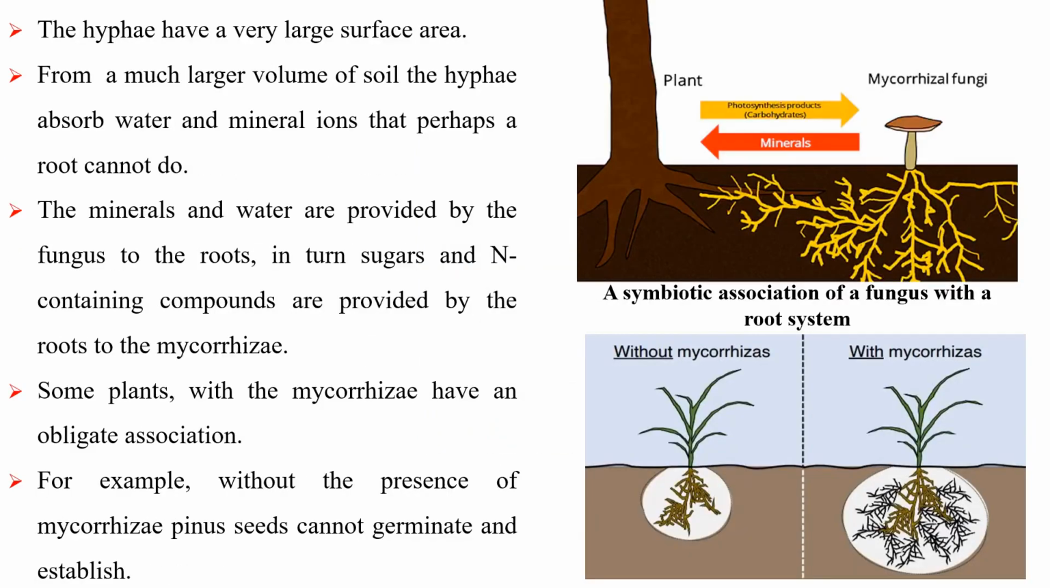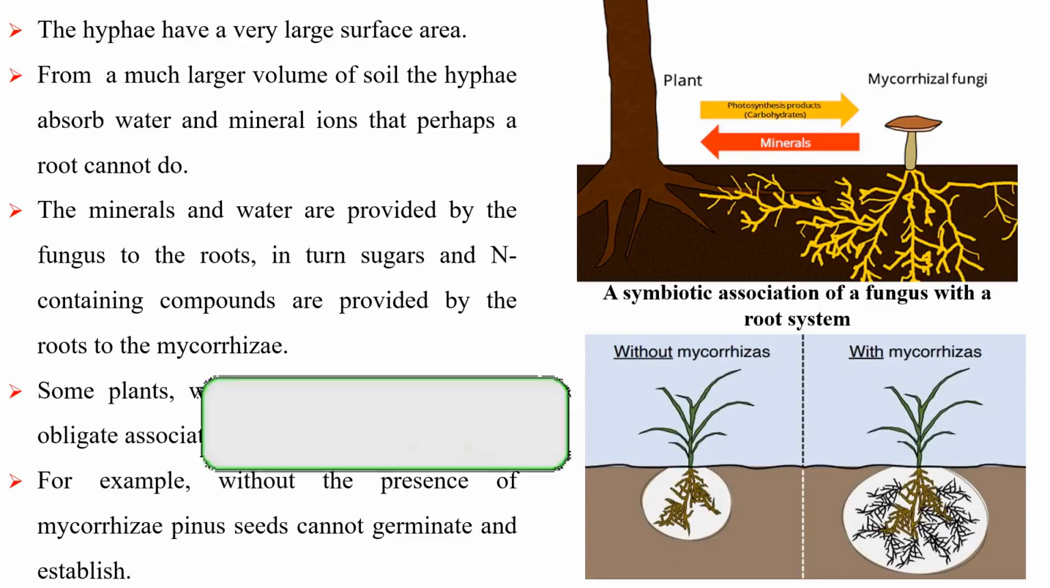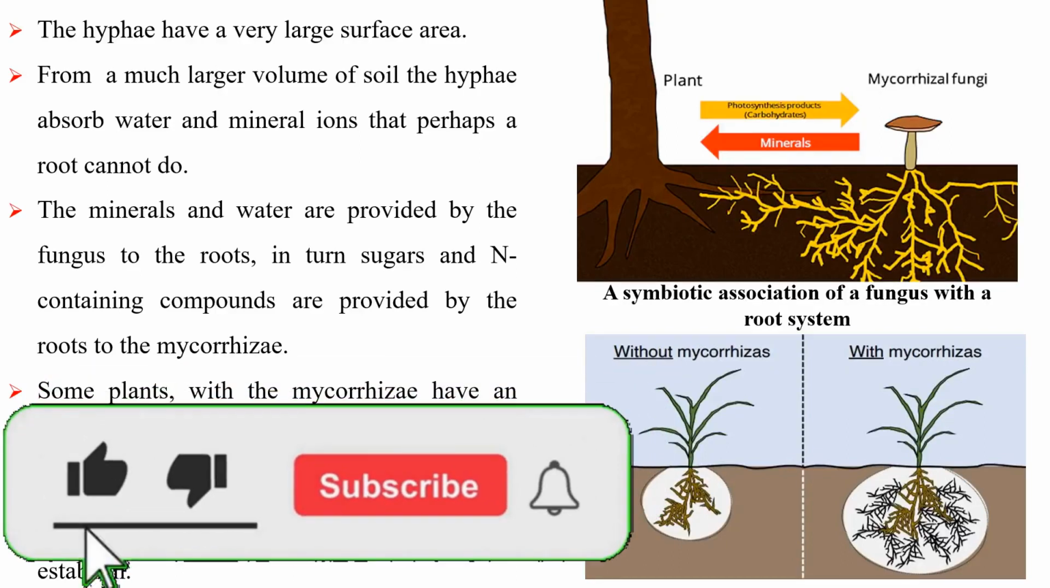The hyphae have a very large surface area. From a much larger volume of soil, the hyphae absorb water and mineral ions that perhaps a root cannot. The minerals and water are provided by the fungus to the roots. In turn, sugars and nitrogen-containing compounds are provided by the roots to the mycorrhizae.